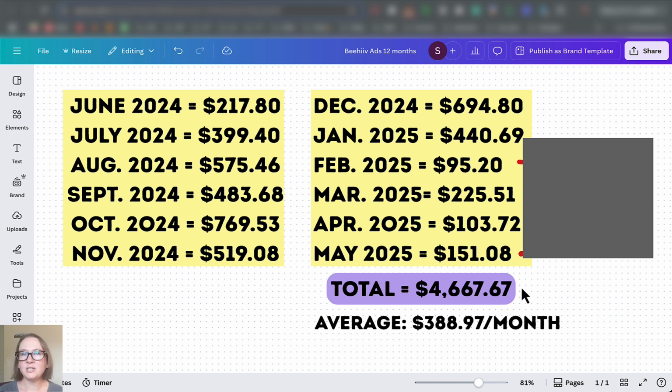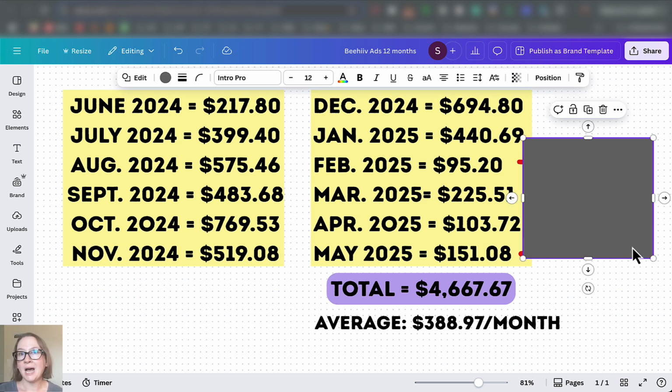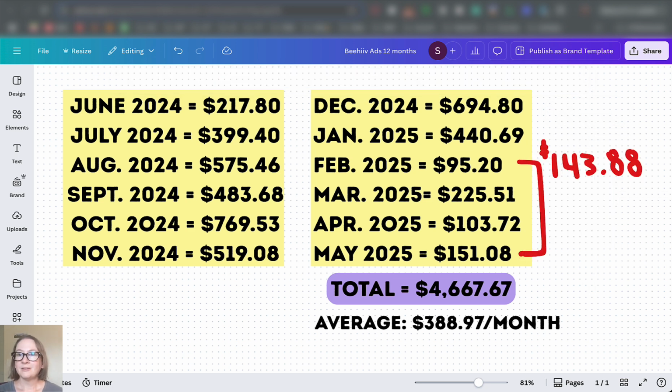Because Beehiiv did change how they are counting what is a verified or a valid click on those ads. So if we look at the average per month since they made that change, it looks a lot different. So let's remove this last box. So the average per month, just including those months, not even $150 a month. And like I said, I send every single day.